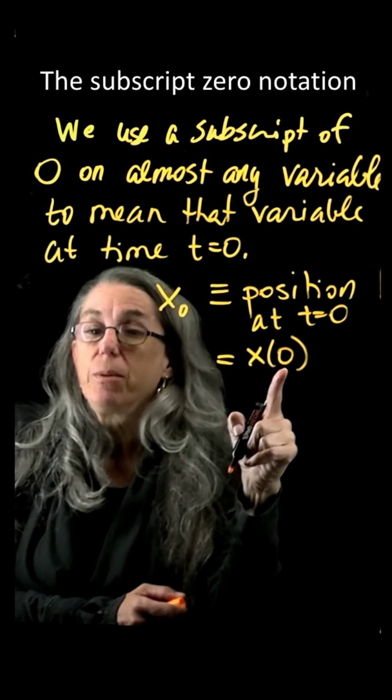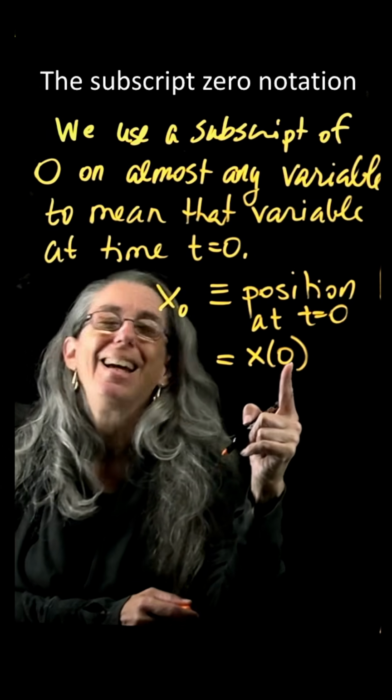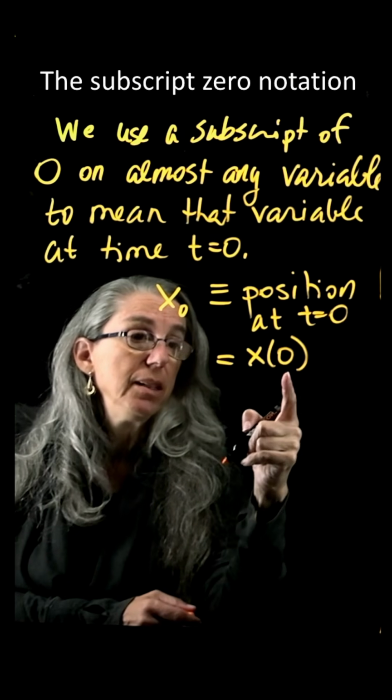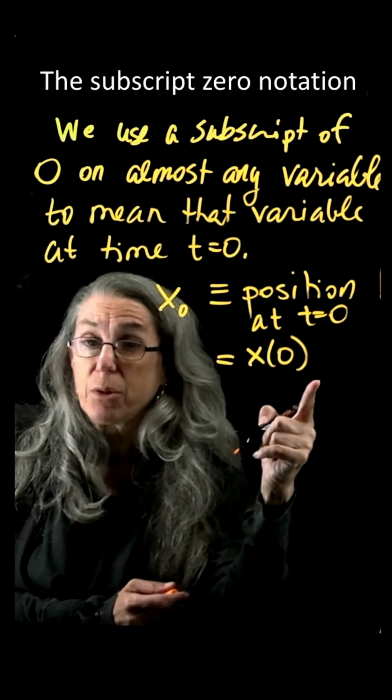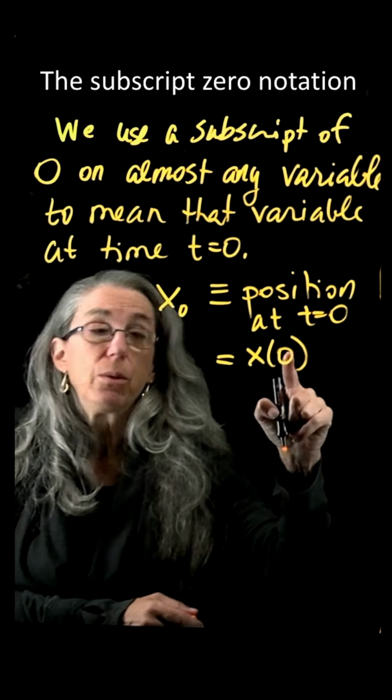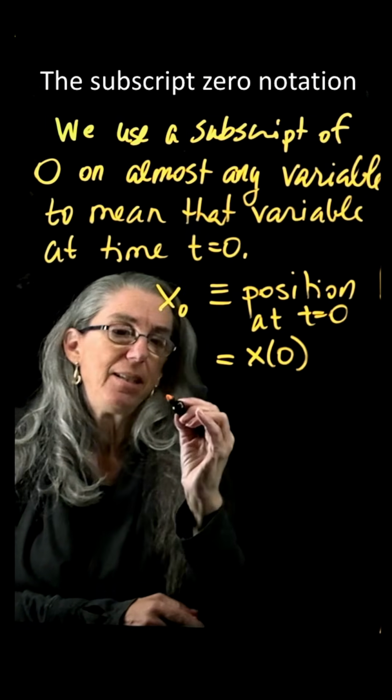I don't use this. One of the reasons we don't like this notation in physics, and I almost never use it, is that it gets confusing with x times 0, since a lot of times we use parentheses to indicate multiplication in algebra. So most physicists don't use this notation because of exactly that confusion. Position at t equals 0.